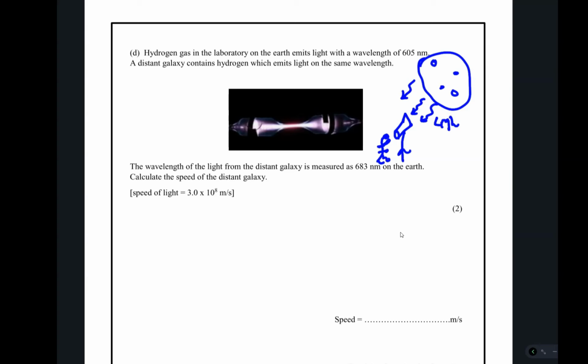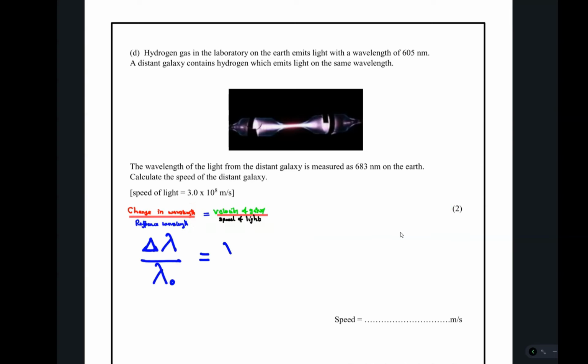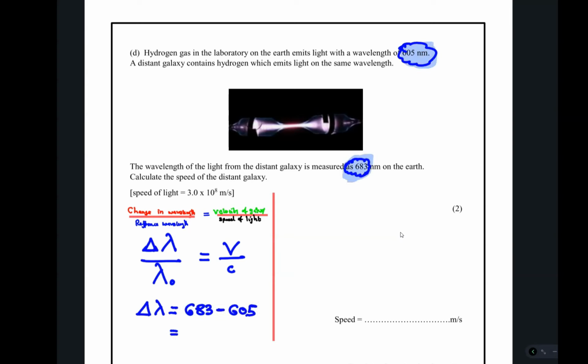So we are supposed to calculate the speed of this galaxy. Now we're going to use the formula: change in wavelength over the reference wavelength equals the velocity or speed of the galaxy over the speed of light, which can be written like this. So the change in wavelength can be found by subtracting these two, which is going to become 78 nanometer.